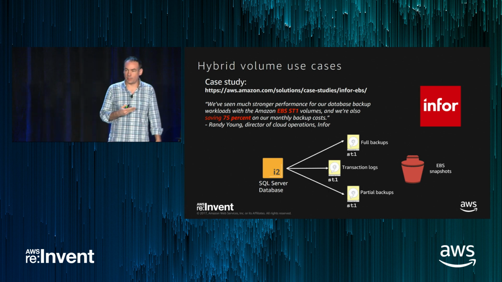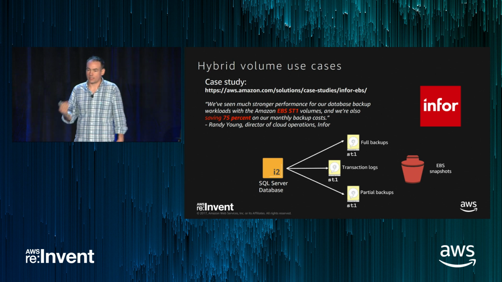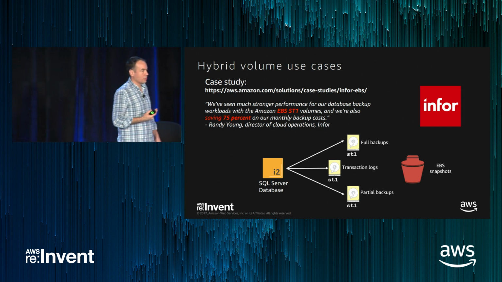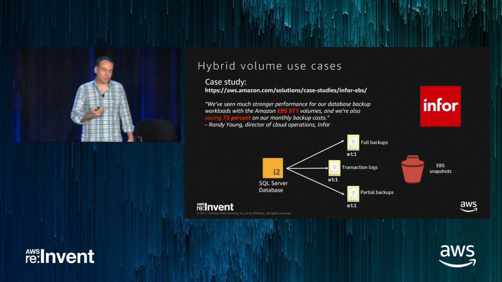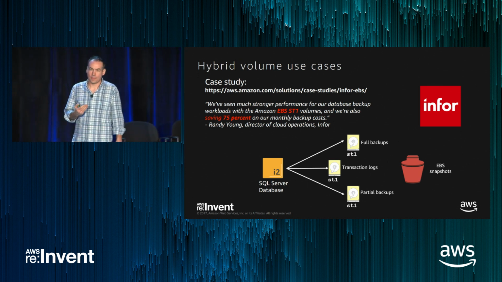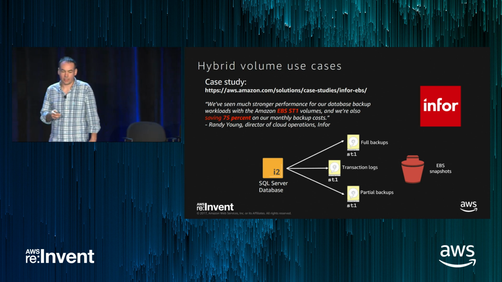So they use a VSS-aware snapshot utility that backs up to these ST1 volumes, and then they take EBS snapshots of those volumes. And by doing this, they were able to improve their backup speed by 30%. So they don't need to keep as many snapshots in flight anymore. They've simplified their backup strategy and reduced their backup cost by 75%.